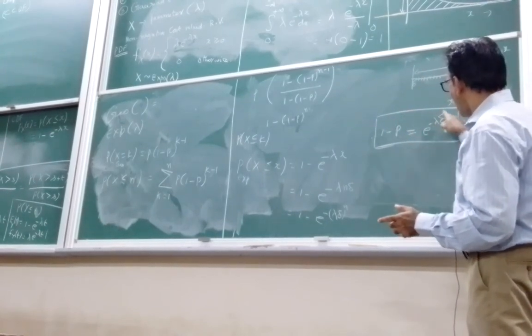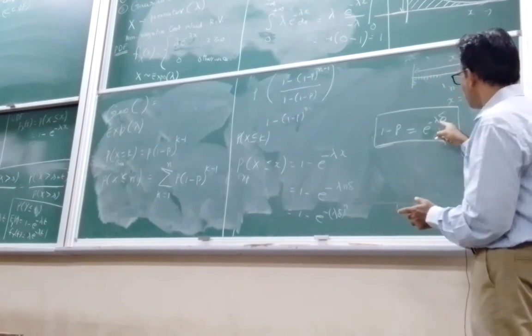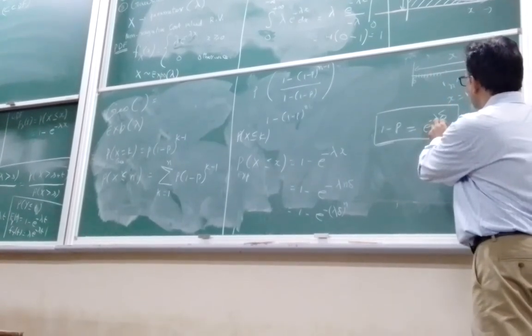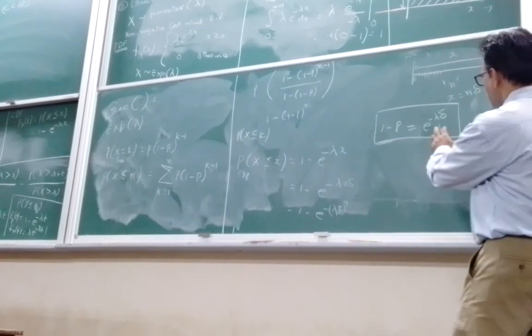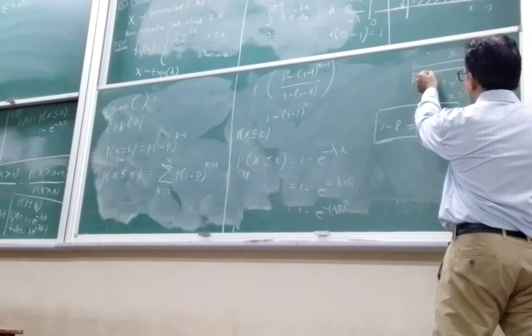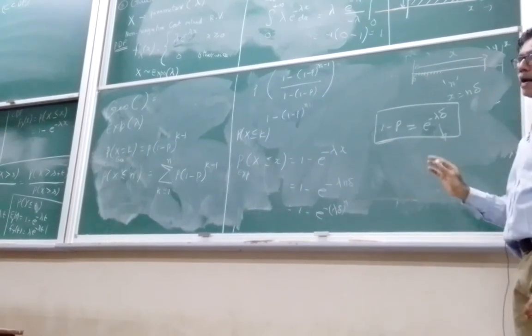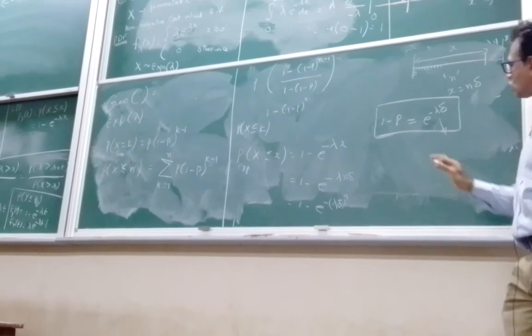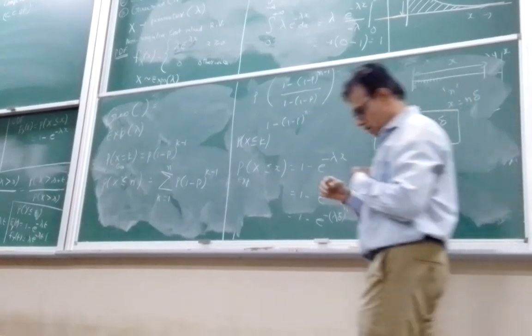And this quantity, if you look at this one, is to be interpreted as the probability that the event has not occurred in this small interval for the exponential random variable. So these two random variables have a close connection. So we will stop at this.